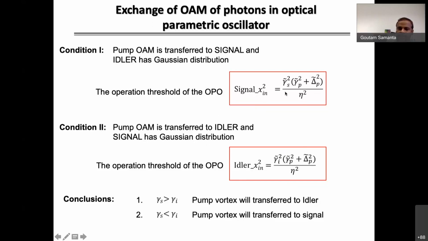If you compare these two, all the terms are the same except gamma S and gamma I, which are the loss parameter for the signal and the loss parameter for the idler. From this equation we conclude that when the loss for the signal is more than the idler, the pump OAM will be transferred to the idler, and if the signal loss is lower than the idler loss, the pump OAM will be transferred to the signal. Basically, whichever beam has lower loss will carry the pump OAM mode.